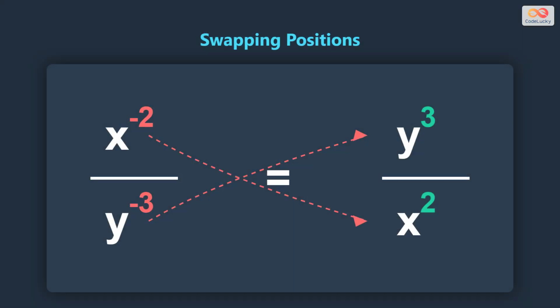Often, you will have to swap positions simultaneously. Here, x to the negative 2 moves down, and y to the negative 3 moves up. They essentially trade places to become positive.